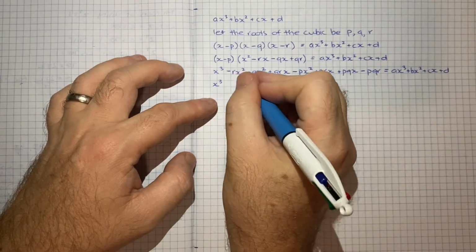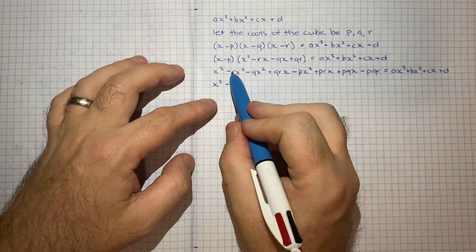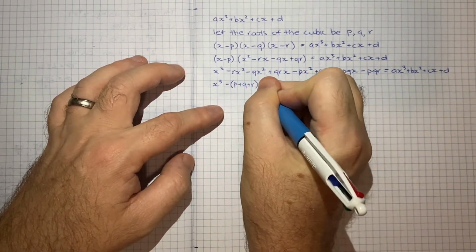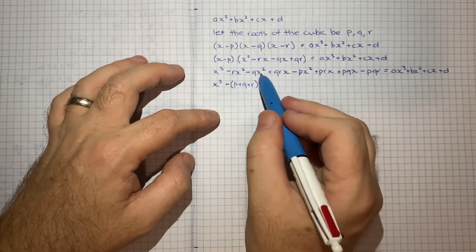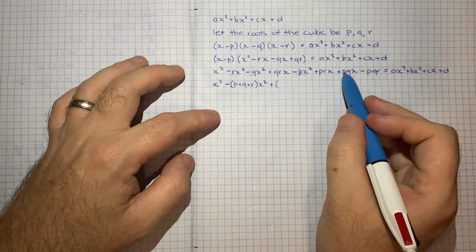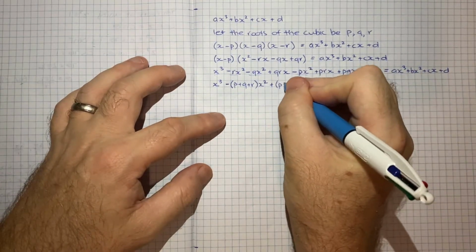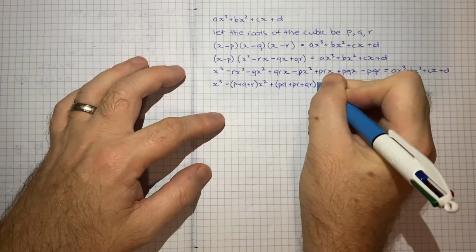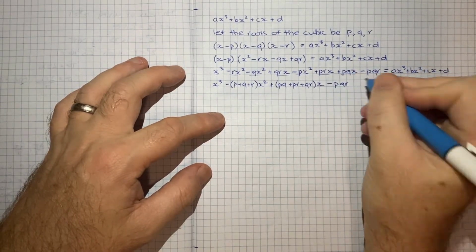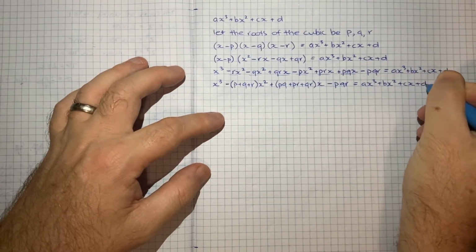And then maybe what I'll do is I'll do minus, and we've got a minus p, a minus q, and a minus r all in front of x squared. So I'll do minus p plus q plus r x squared. So we've done our x cubed, we've done our x squared, so now we're up to our x's. So we'll go plus, and we've got a pq, a qr, and a pr. So I'll go pq plus pr plus qr x. So that deals with these. And then we've just got the minus pqr left. So that's ax cubed plus bx squared plus cx plus d.